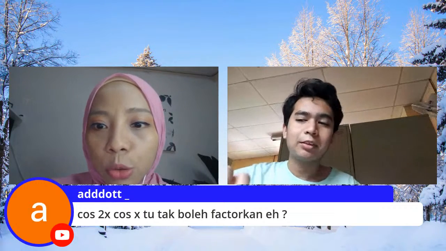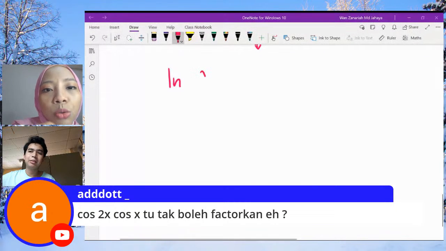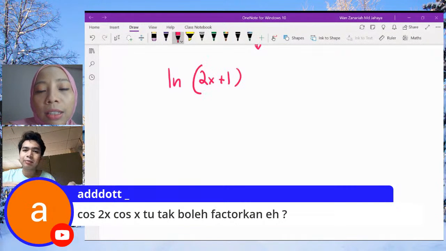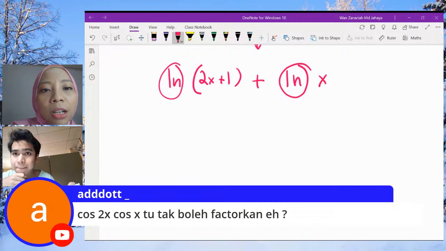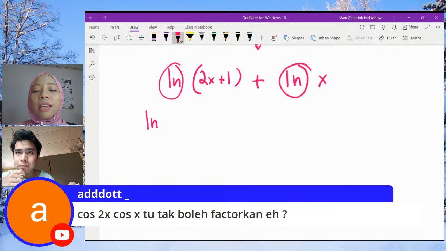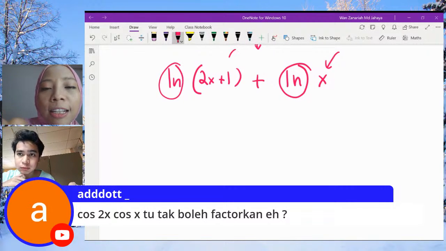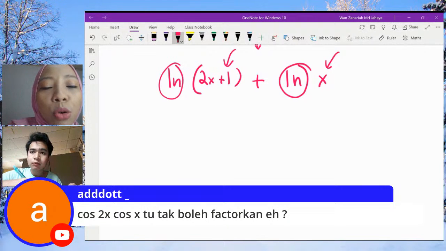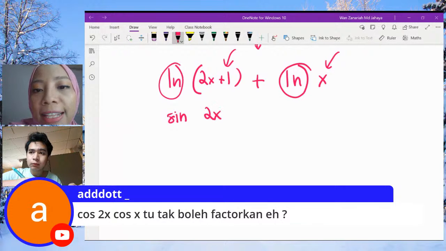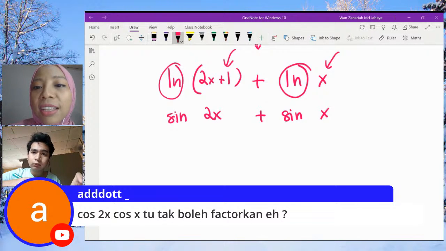Okay, it's a good question. Good question, because it's a concept. Ln 2x plus 1 tambah dengan ln x. Memang you nampak ni ln, ini ln. Madam boleh tak keluarkan ln? Tak boleh. Satu ni apple, satu ni apple, dia x. Yang ini adalah apple dan orange dan tembikai. Dia memang tak sama. So same goes to this. This is sin 2x, whereas this is sin x. You cannot factor. You nak factor apa? You nak factor x? Tak boleh.